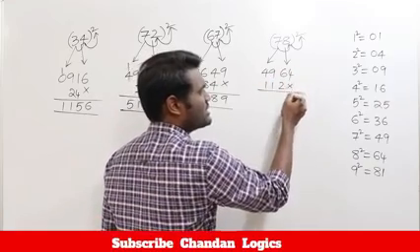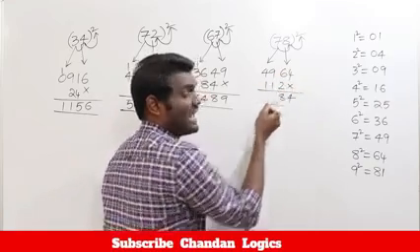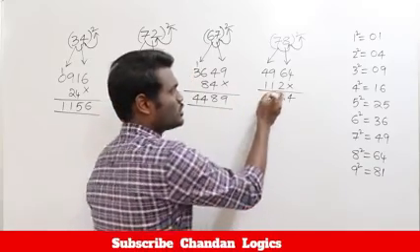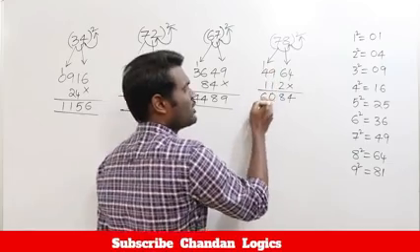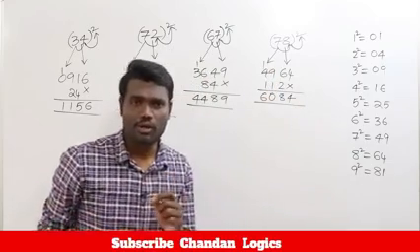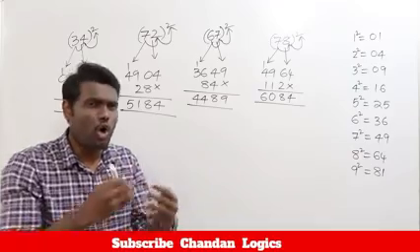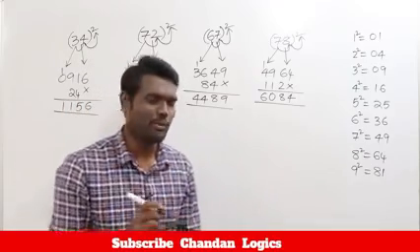Now add the numbers. This is 4. 6 plus 2, 8. 9 plus 1, 10. So write 0 and 1 carry. 1 plus 4, 5. 5 plus 1, 6. Now this will be 6084. Okay. This is how you'll be following for all the numbers. Let us look at one more example.